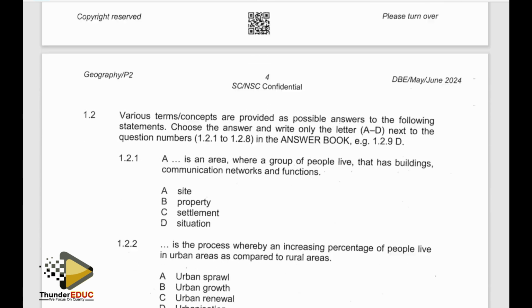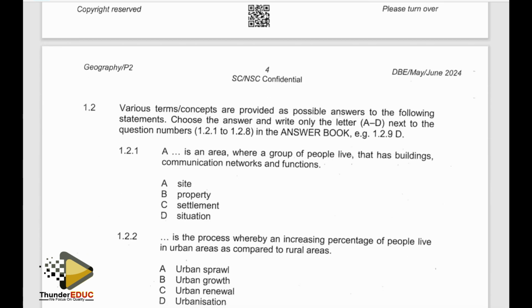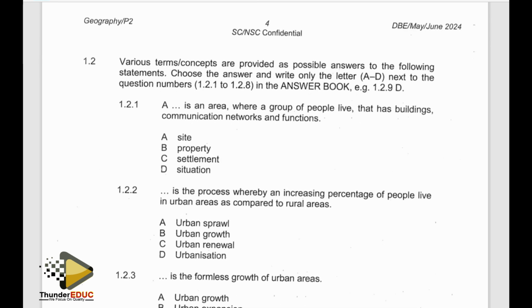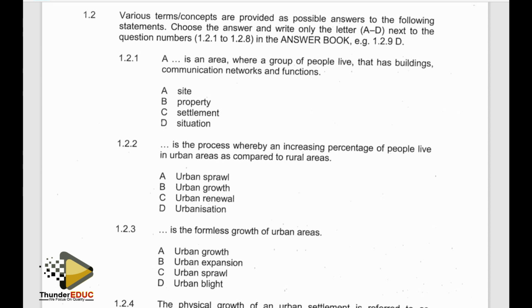Right, we move on to the next section, which is question number 1.2. It's a question on multiple choice type of questions. Right, we are going to go through the questions quickly and try to identify the correct responses and try to make some explanations as to why we are saying those responses are the ones which are correct. Right, we go to the first question, number 121.